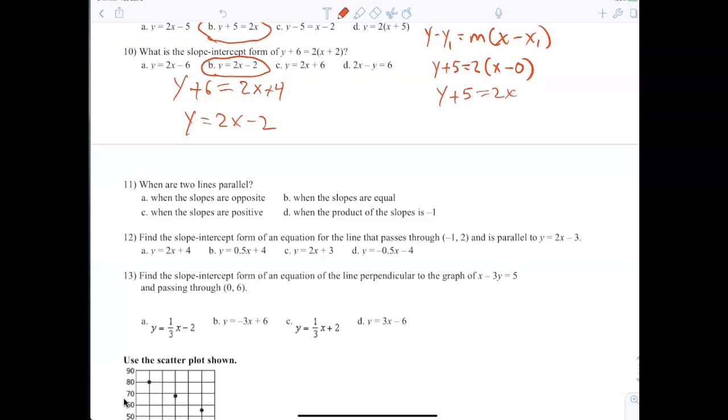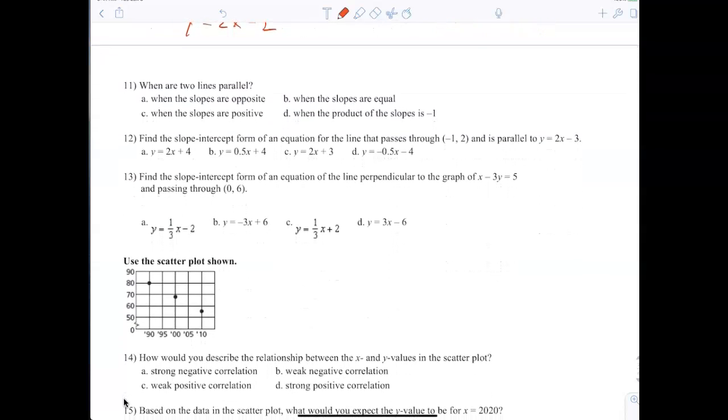Let's take a look at 11. When are two lines parallel? Easy enough. When the slopes are equal. When the slopes are equal. Thank you. Easy as that.